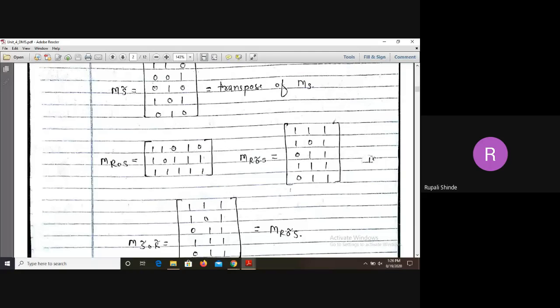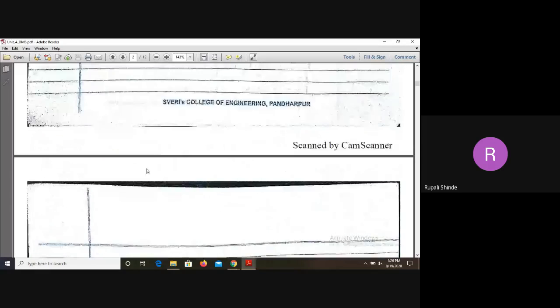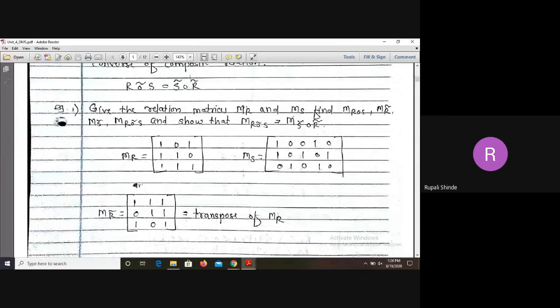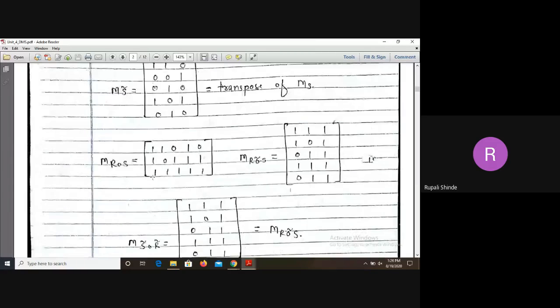So likewise we have to find matrix multiplication. So this is the answer for matrix of R composition S. So again we have to take second row and first column here. So second row is 1 1 0, first column is 1 1 0. So answer is 1 into 1, it is 1. So once we get 1, then we have to write that 1 here. So I have written 1 here.